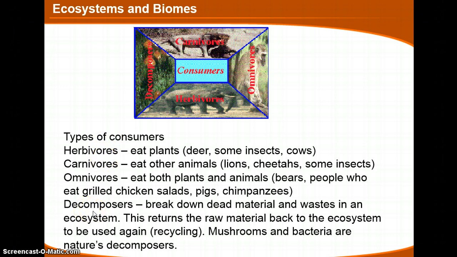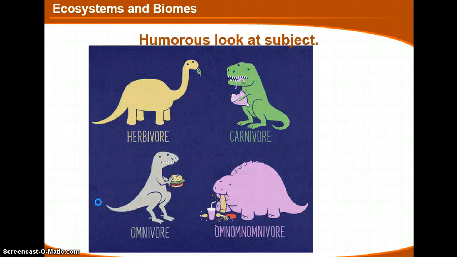Decomposers then break down the dead material and waste in an ecosystem. So you're going to have consumers, decomposers, and producers in an ecosystem. Humorous look, always get a laugh out of that one.